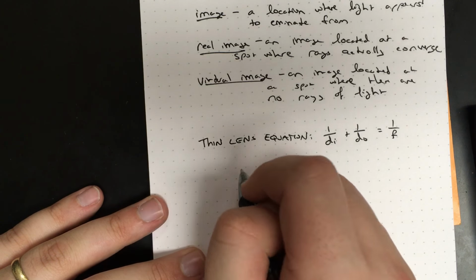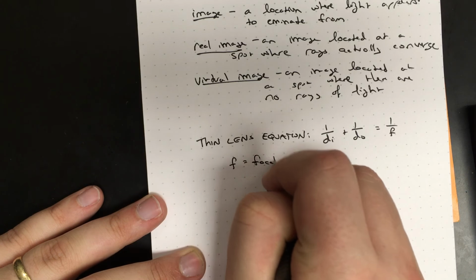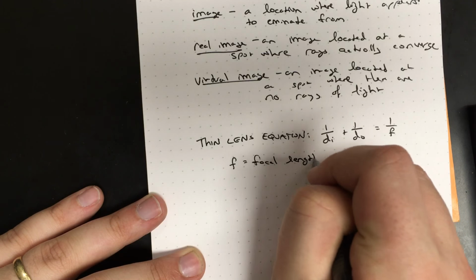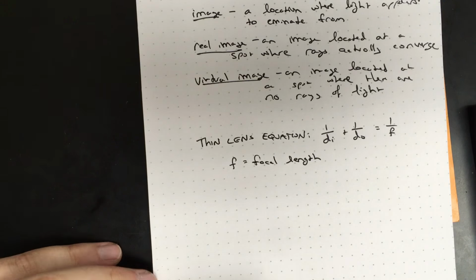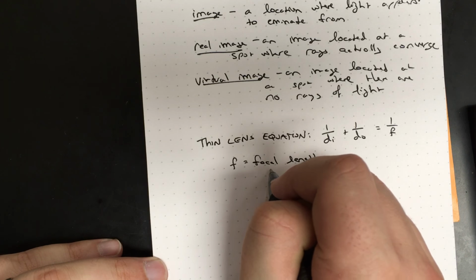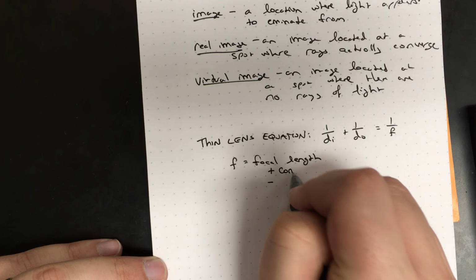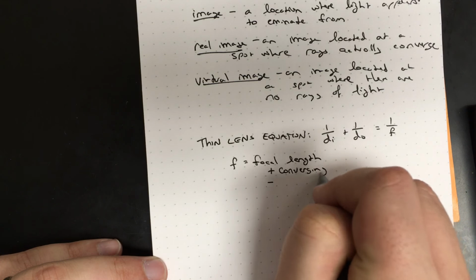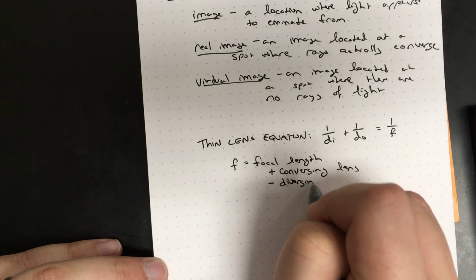And there's a couple things. f stands for the focal length of the lens, and I'll show you what that is here in a second. Now, the focal length can either be positive or negative. Whenever the focal length is positive, it means you have a converging lens. And whenever it's negative, it means you have a diverging lens.